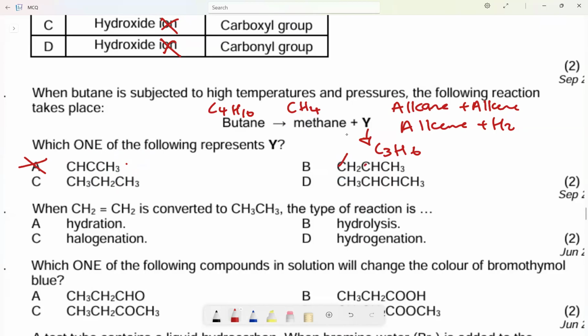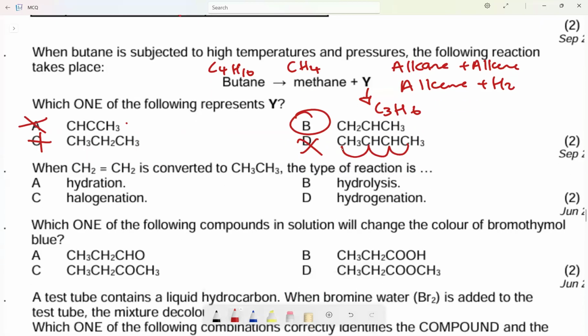Number B has 3 carbons: 1, 2, 3. Hydrogens, I need 6: 2 plus 1 plus 3 is 6. Very, very correct. This one, CH3, CH2, CH2, is an alkane, so no. Another option has 4 carbons, but I need 3 carbons. B is the most correct answer.